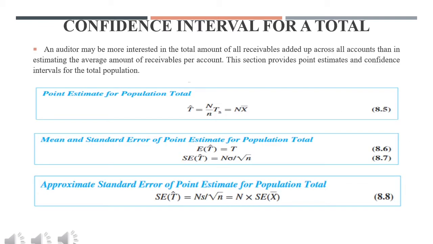Confidence interval for a total. An auditor may be more interested in the total amount of all receivables added up across all accounts than in estimating the average amount of receivables per account. This section provides point estimates and confidence intervals for the population total. The first formula is the point estimate for the population total, the second is the mean and standard error of the point estimate for the population total, and the third is the approximate standard error of the point estimate for the population total.